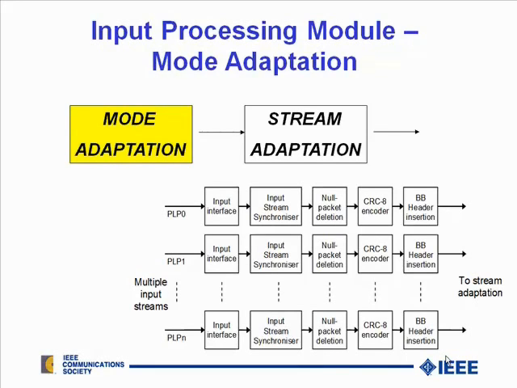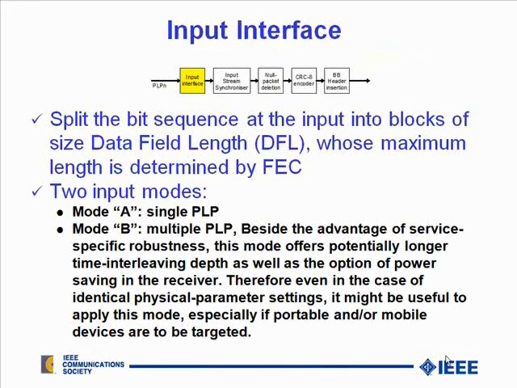The mode adaptation has the purpose of generating baseband blocks. These baseband blocks are obtained by splitting the input sequence into blocks of the correct size, the data field length, whose maximum length is determined by the forward error correction scheme. So first of all, let's split the input into blocks that are of maximum length for the forward error correction.